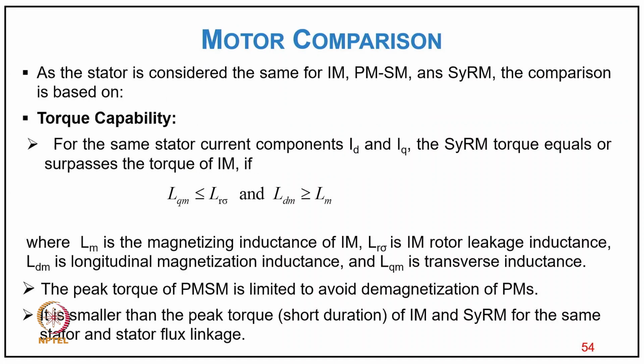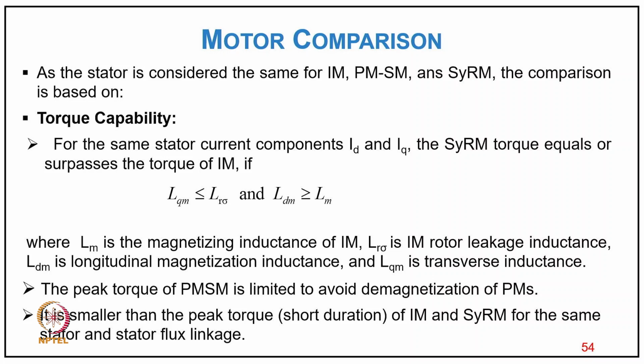Now coming to motor comparison. As the stator is considered the same for the induction motor, PMSM, and synchronous reluctance motor, the comparison is based on torque capability. For the same stator current corresponding to Id and Iq, the synchronous reluctance motor torque is equal to or surpasses the induction motor torque. So Lqm is less than Lrq, or Ldm is greater than Lm. Lm is the magnetizing inductance of the induction motor, Lrq is the induction motor leakage reactance, Ldm is the longitudinal magnetization inductance, and Lqm is the transverse inductance.